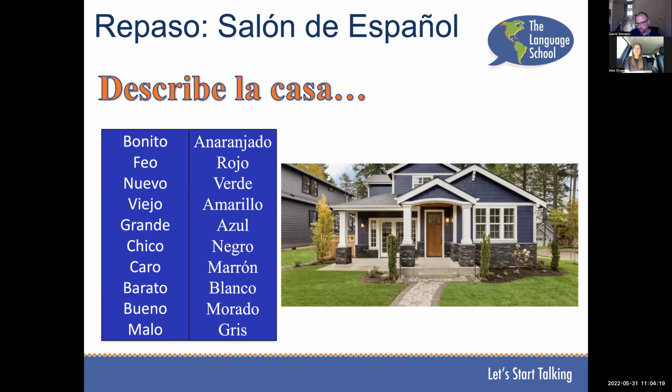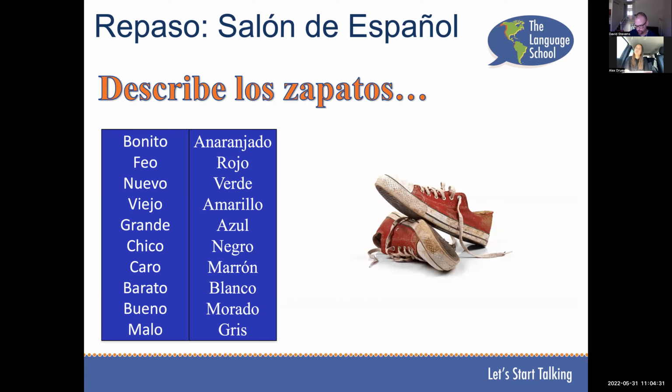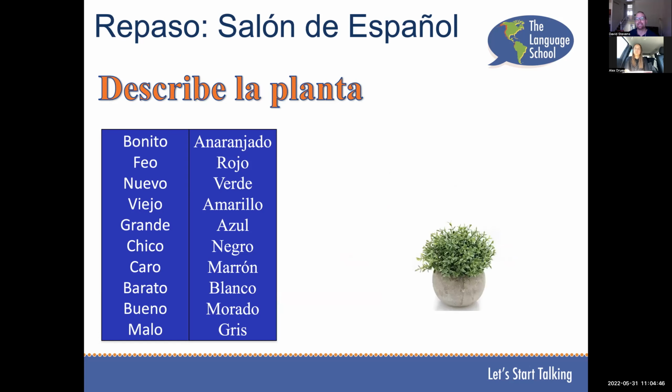Describe la casa. La casa es grande, bonito y azul. Describe los zapatos. Los zapatos son feo y rojo. So feos. Feos y rojos. Rojos. Describe la planta. La planta es chico y verde. So make it feminine. Chica y verde. Chica y verde.